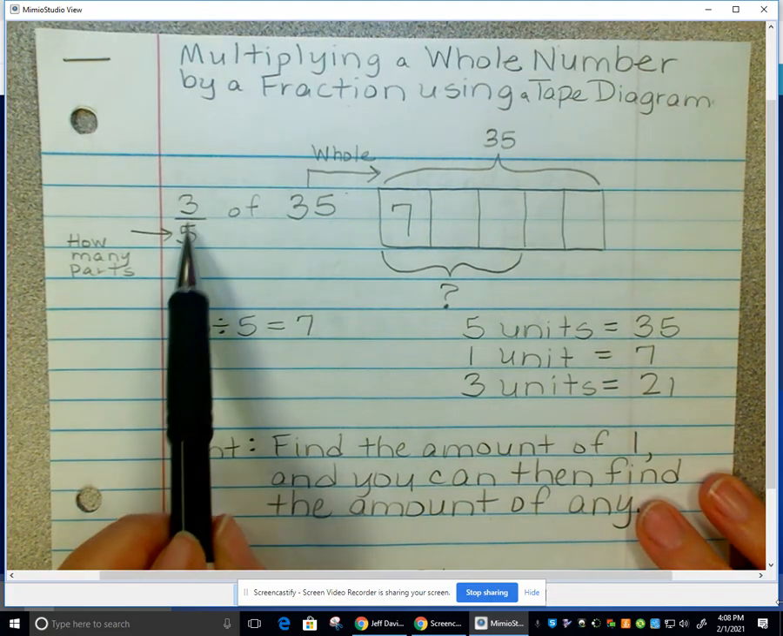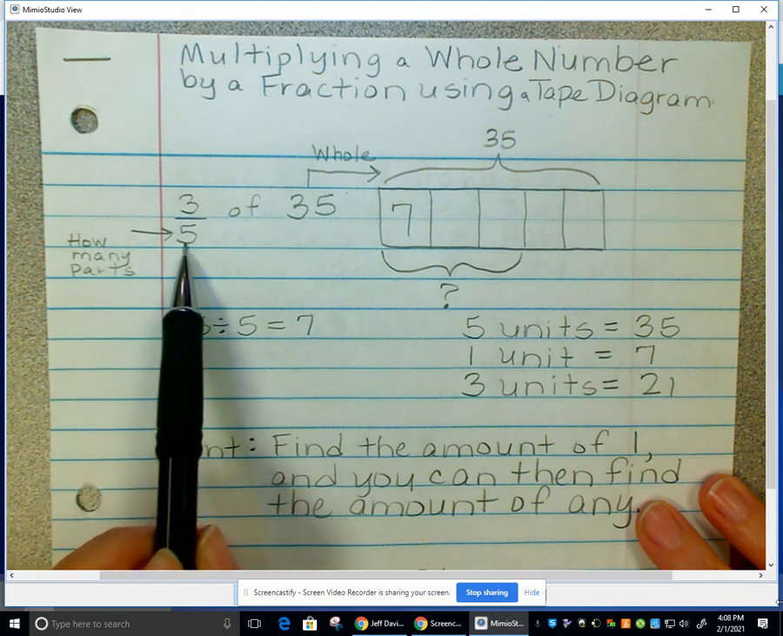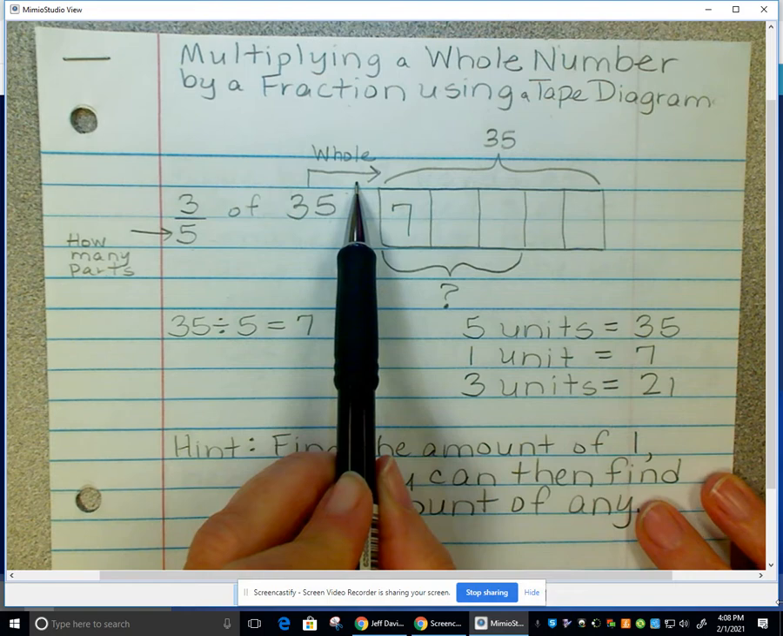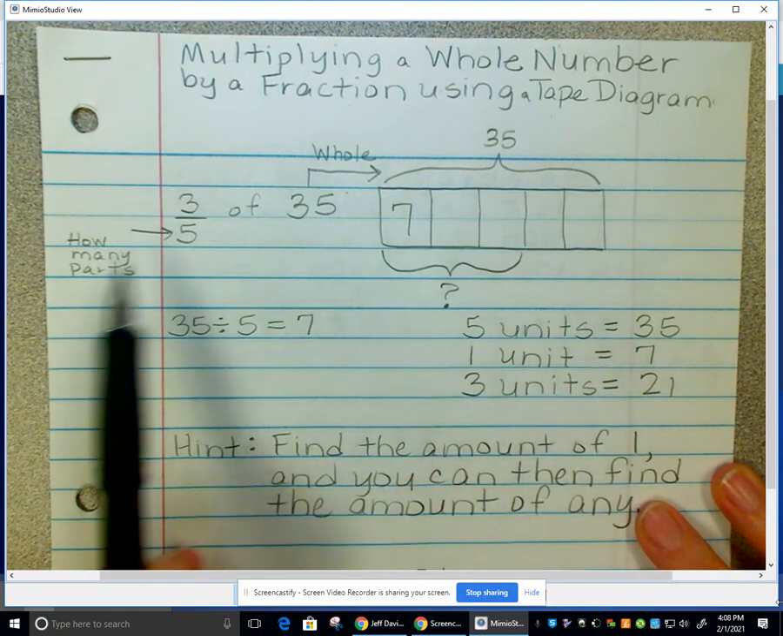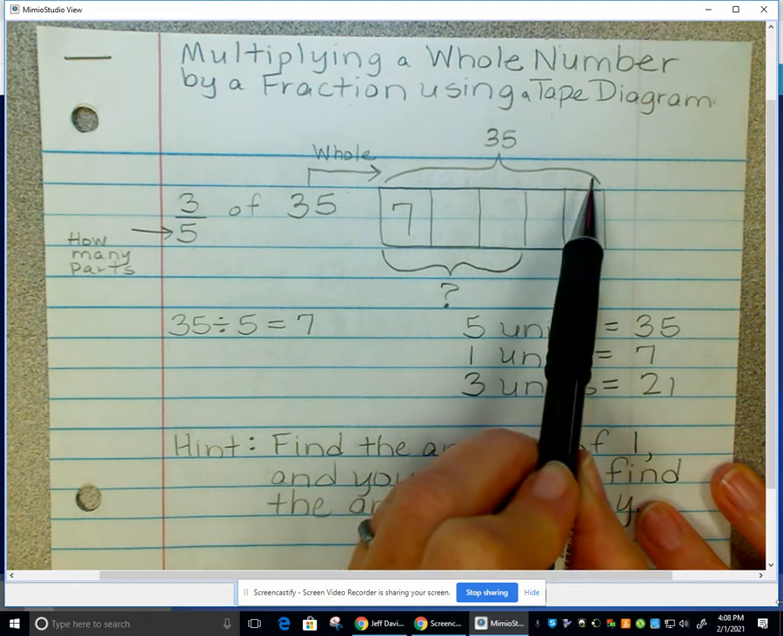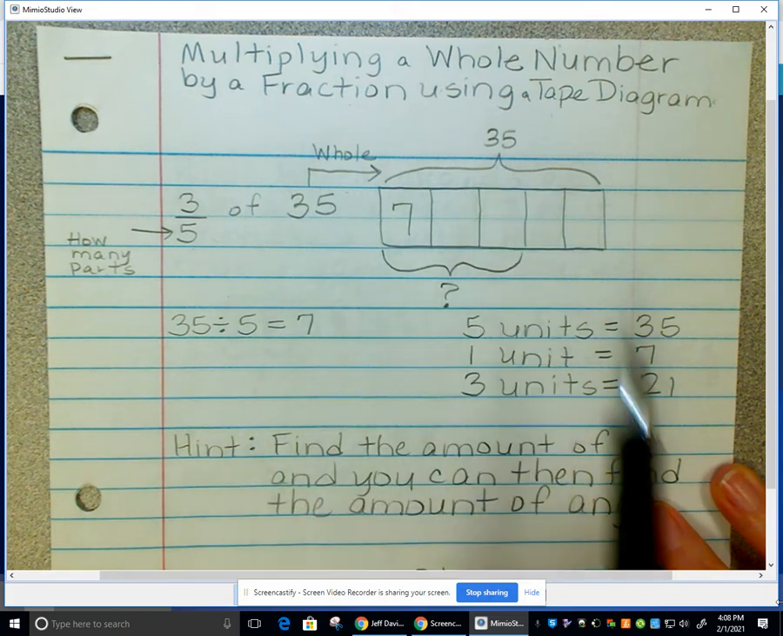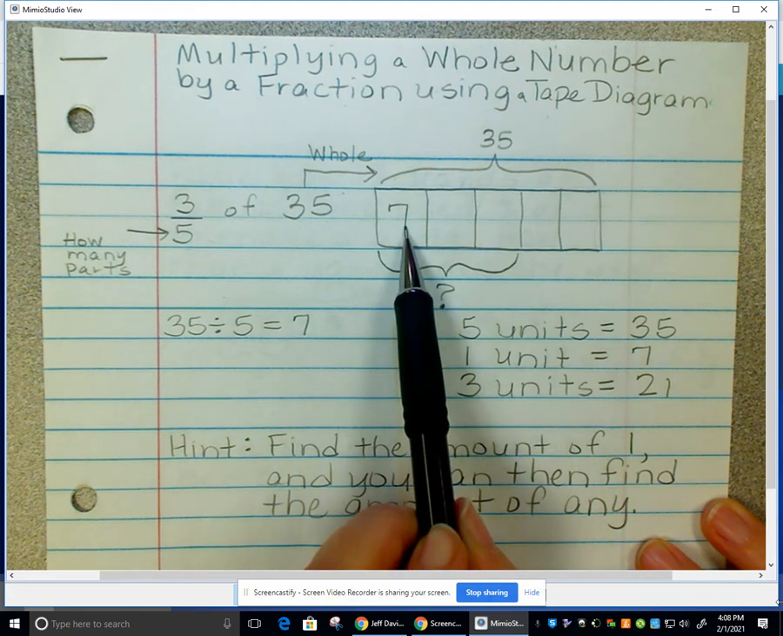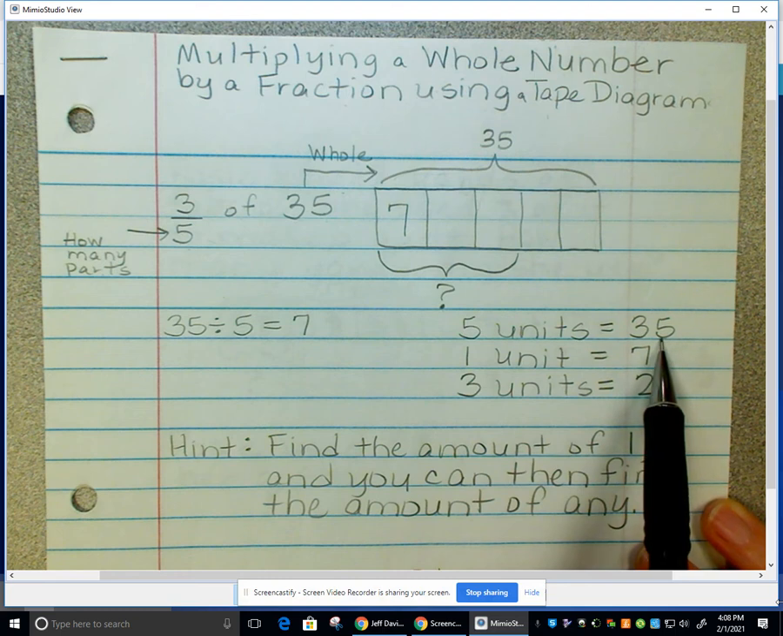Now, 3/5 of 35. Notice 5, our denominator, tells us how many parts. Now our whole, I went ahead and drew here. This is our tape diagram. I divided it into 5 parts, and all of it together, like we said, was 35. That's my whole. Now, all of the 5 units together, 1, 2, 3, 4, 5, they all equal 35.